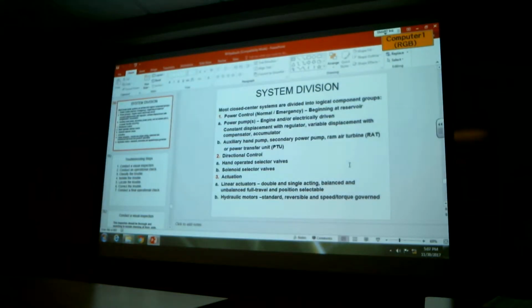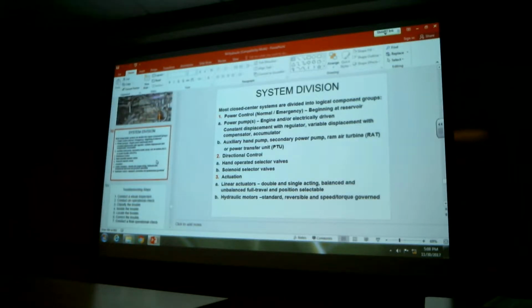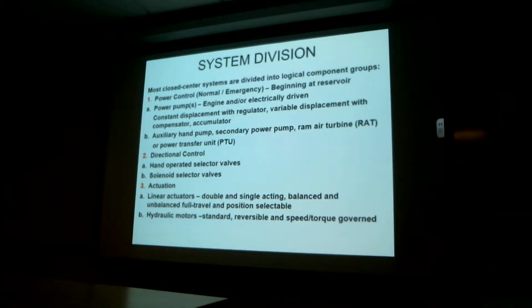Okay, what I've got for you is maybe just a little bit of summary on troubleshooting. We'll talk a little bit first about system division. In class, we went through a lot of the component parts that make up a typical hydraulic system, but it breaks down this way for a lot of the systems. We have items that are considered part of the power control group in aircraft hydraulic systems. We have directional control, and then we've got actuation. The end result of what we're trying to do by moving an actuator is accomplished by item 3, the actuators. But let's talk a little bit in detail about all of these.